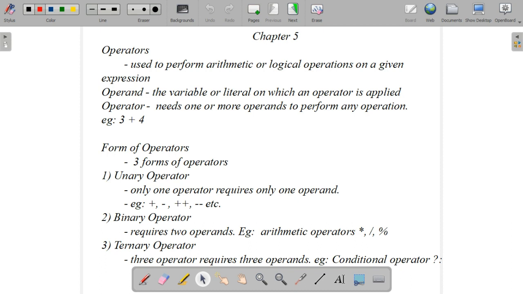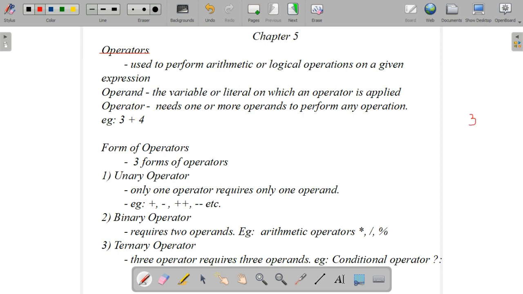Hello everyone. In this video we discuss chapter 5, that is operators. In the previous videos we have discussed values and data types, variables and constants, and different types of data like primitive and non-primitive. In detail we have discussed their size and range. Next we are going to operators. Operators is the 5th chapter, and you know what an operator is.